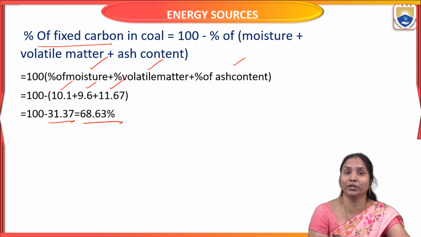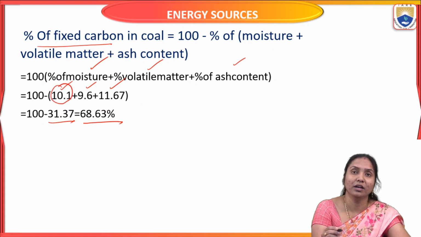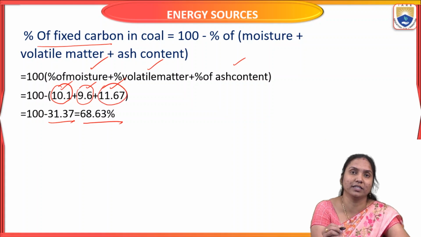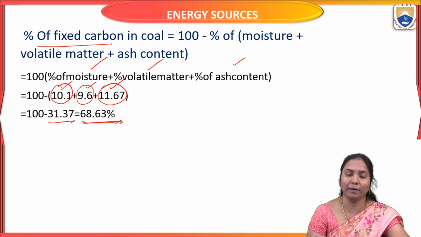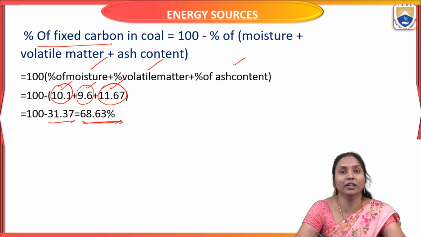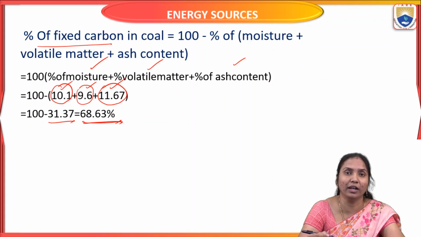According to the given data, the percentage of moisture in the coal sample is 10.1, volatile matter is 9.6, ash content is 11.67, and the fixed carbon present in the coal sample is 68.63 percent. In this session we learned how to calculate the high calorific value and net calorific value of a coal sample using Joule formulas. You can also calculate the percentage of moisture content, volatile matter, ash content and fixed carbon present in coal sample by proximate analysis.